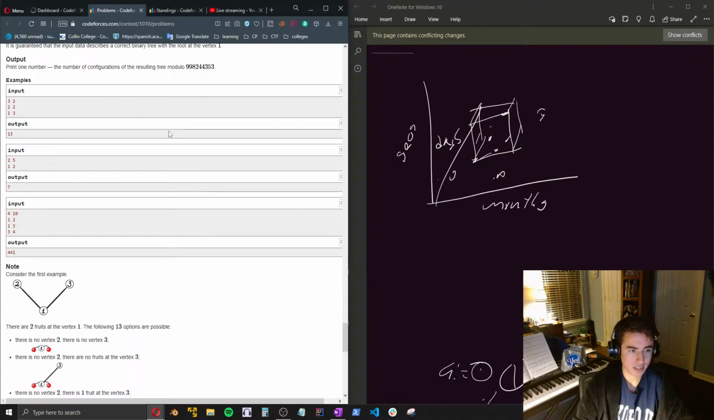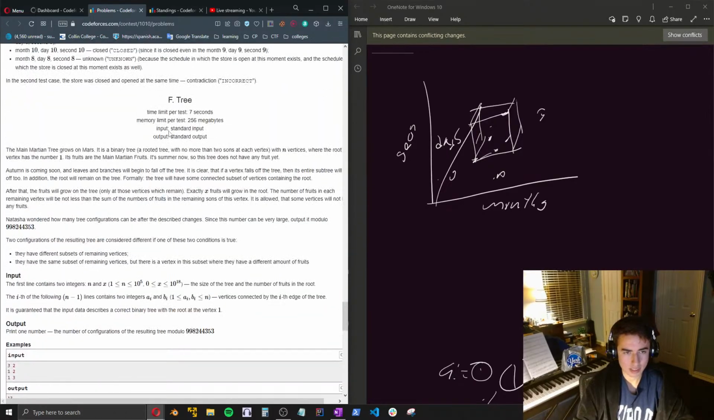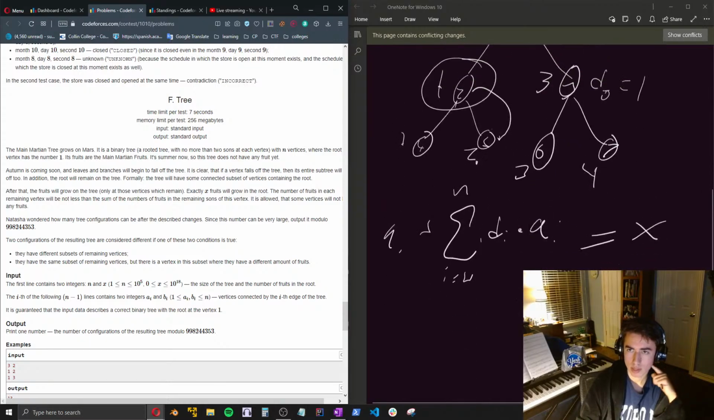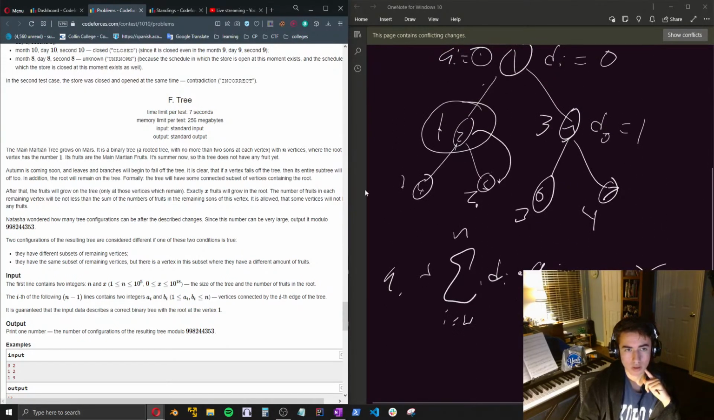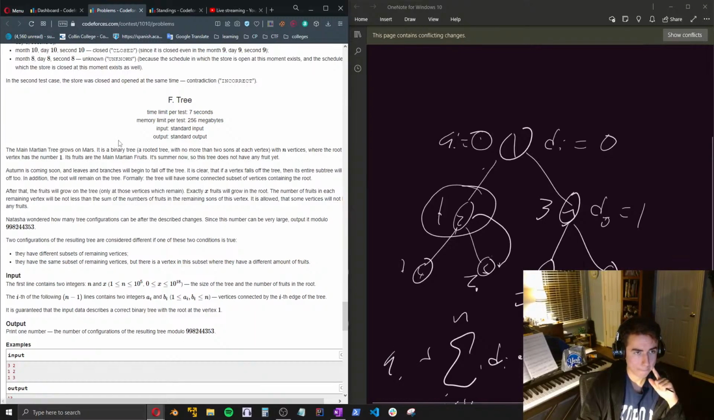Well, I'm more interested in F, because it's the only problem that has not taken me more than like 5 minutes to solve in my mind. F, tree. What is the solution for the tree?